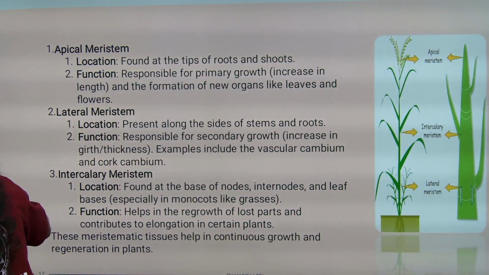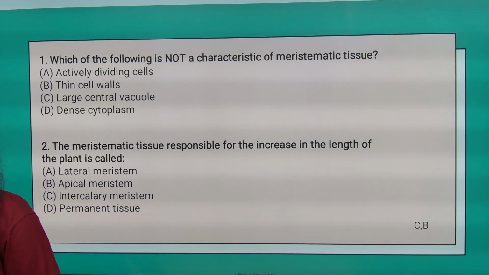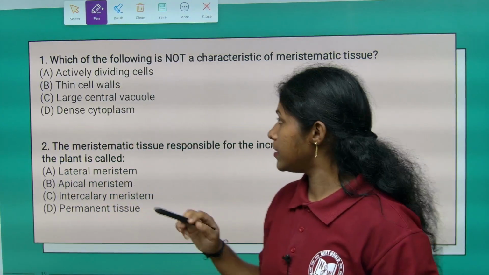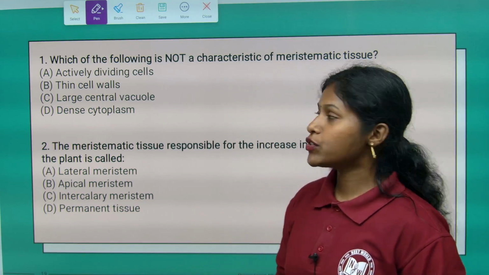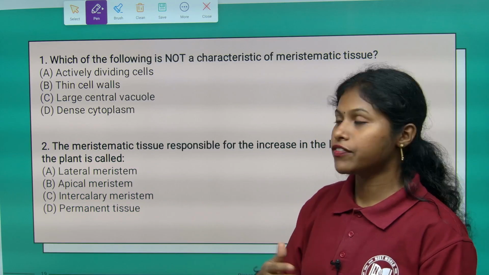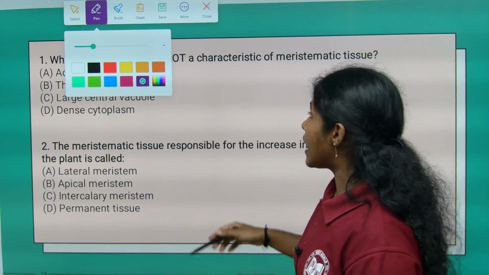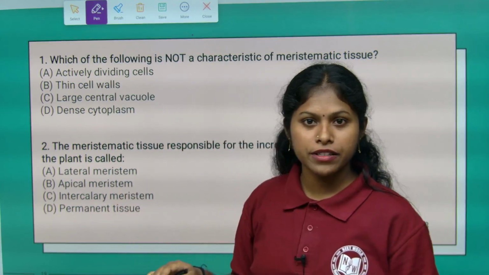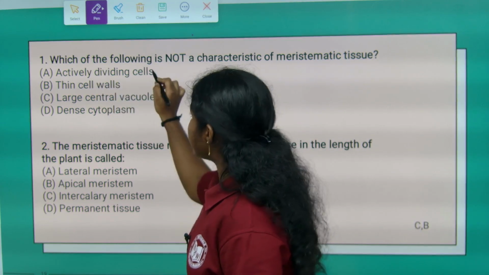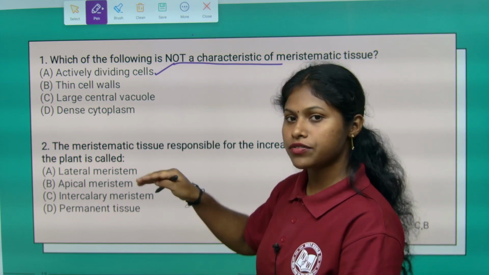Let's solve some of the questions here. We'll solve two to three questions, and tomorrow I am going to discuss the activity, children. It is very interesting. So here they asked which of the following is not a characteristic of a meristematic tissue. They are asking which is not a characteristic feature. So what are the characteristic features of the meristematic tissue, children? They don't have intercellular spaces, right? And they are actively dividing cells. Of course it is correct. Is it not a characteristic feature or not? No, it is a characteristic feature of the meristematic tissue.